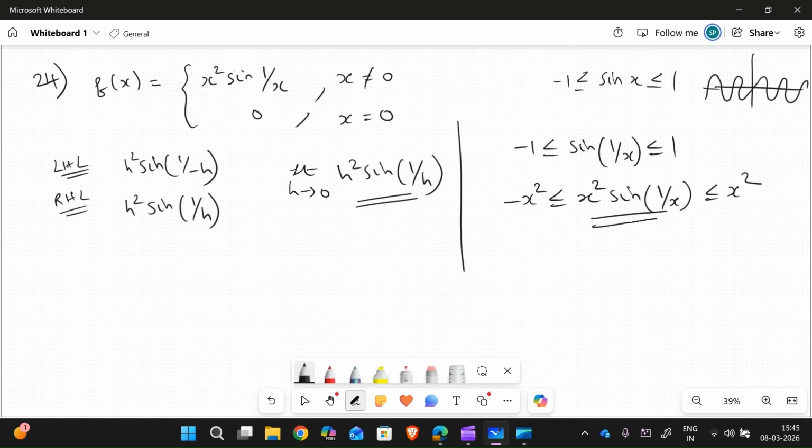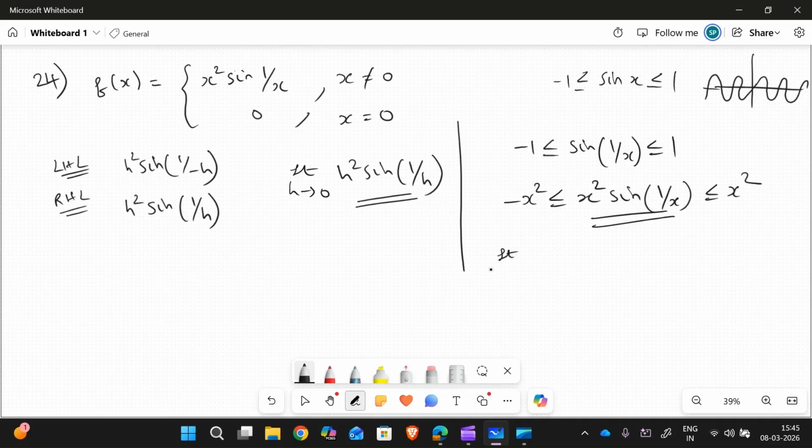Minus x square to x square will bound x square sine of 1 by x, right? Now we got the function, this is the function they gave, right? Now this is the sandwich theorem, which we have learned in class 11 again. So if you didn't learn it in class 11 or something, we'll understand it through the questions we solve in class 12. Okay.